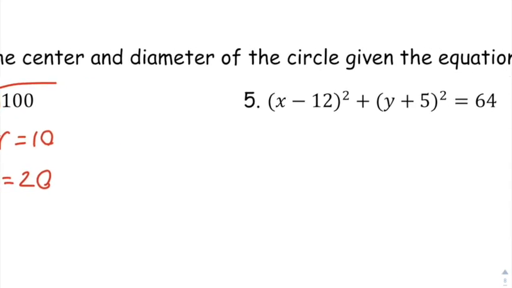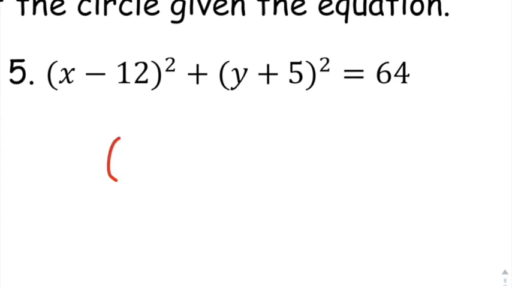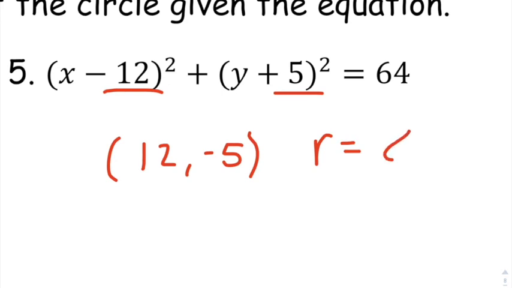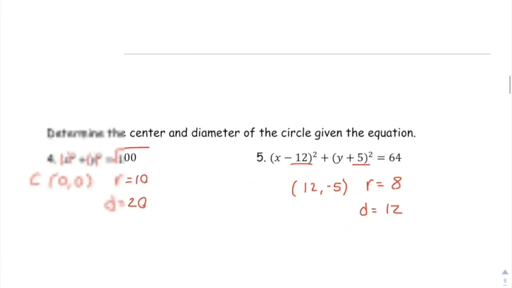Okay, let's see what's going on here with this one. This one, center, opposite signs, so that'd be 12, comma, and then -5. And then the radius is the square root of 64, so that should be 8. But then if you want to find the diameter, got to double that, so that'd be 16 for the diameter.